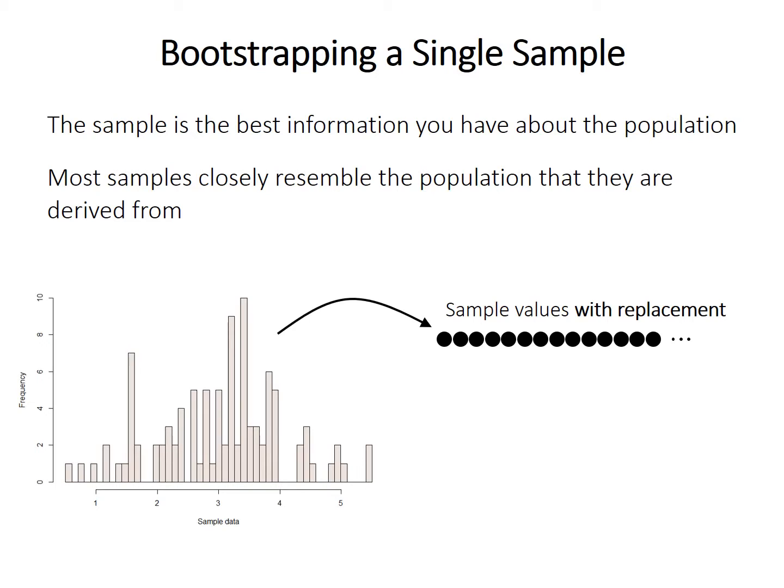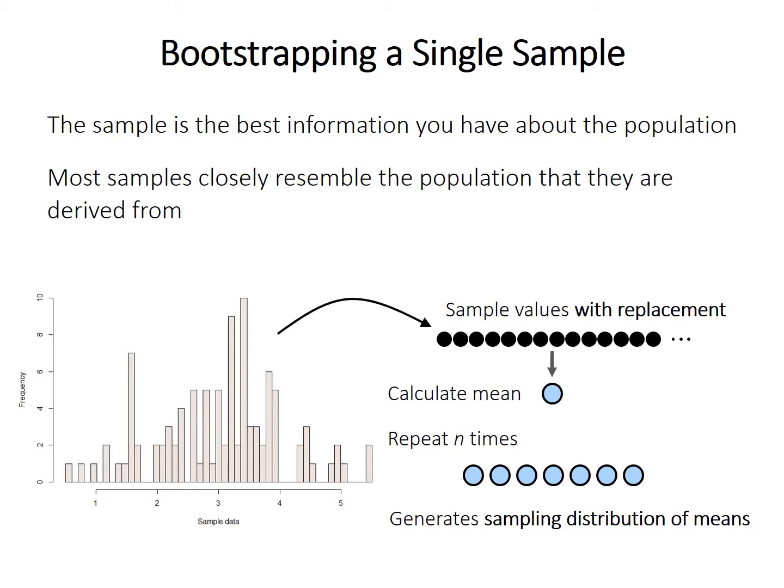This is a process called bootstrapping. This sampling with replacement is called bootstrapping. We calculate the mean of that bootstrap sample, and we repeat this process many times to generate a bootstrap sampling distribution of the means.